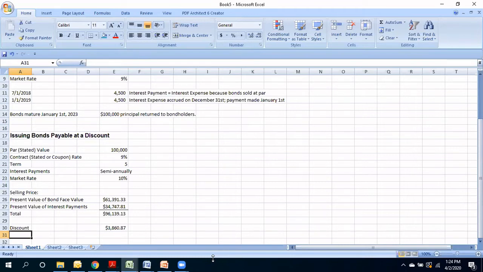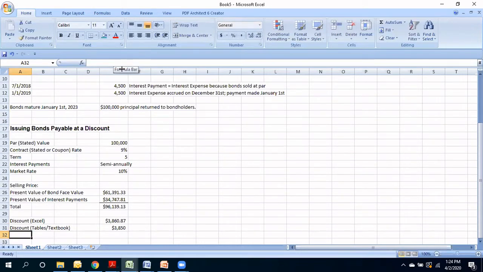All right, so what I'm going to do is note here: discount in Excel, discount, tables, textbook. For our purposes, we'll go ahead and use the amount in the textbook, just because that's what all the calculations are based on. So we're going to go ahead and use that one.